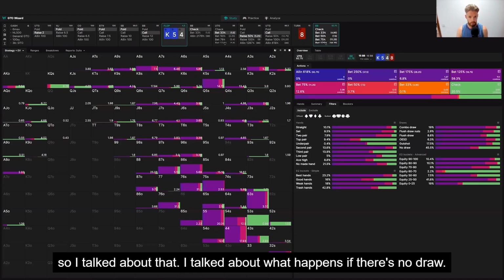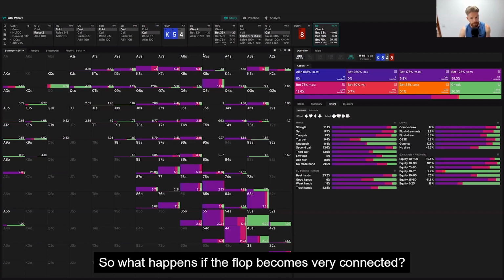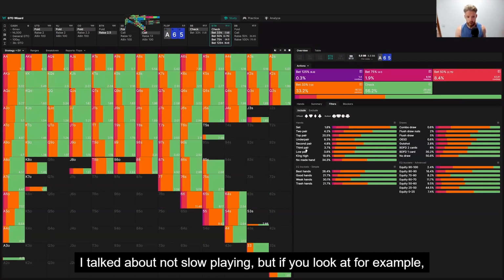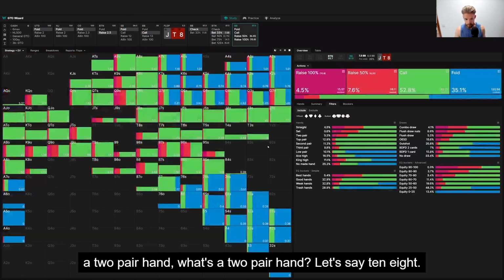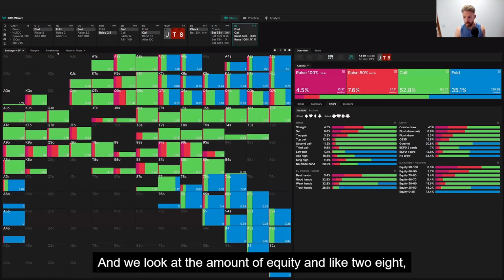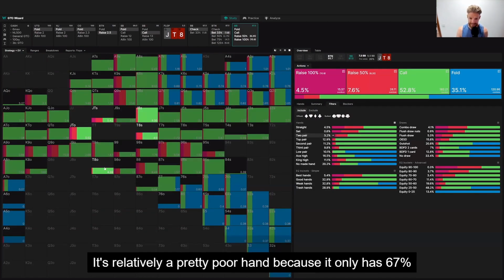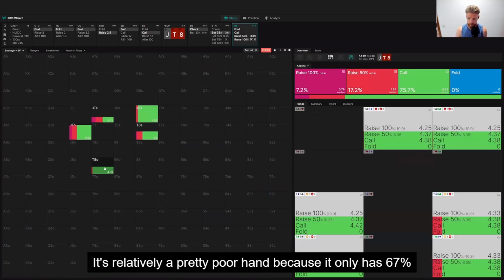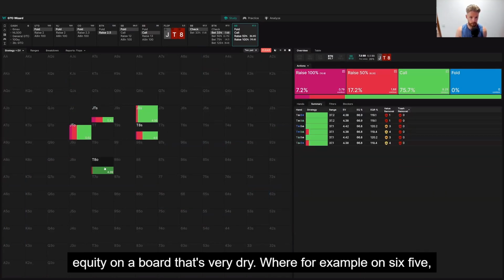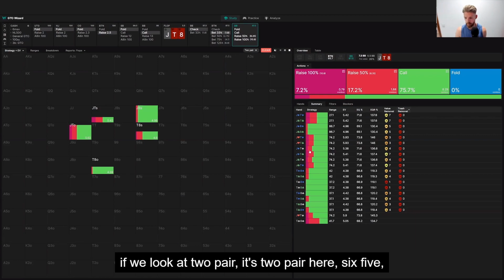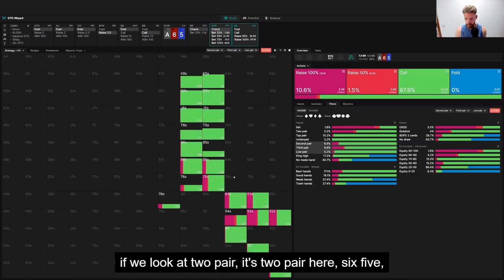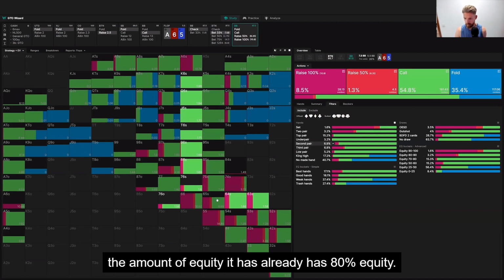I talked about what happens if there's no draw. So what happens if the flop becomes very connected? I talked about not slow playing, but look at, for example, a two-pair hand. Let's say 10-8, and we look at the amount of equity. It's a two-pair, but it's a pretty poor hand because it only has 67% equity on a board that's very drawy. Whereas, for example, on a 6-5 board, if we look at two-pair, what's two-pair here? 6-5, and the amount of equity it has.